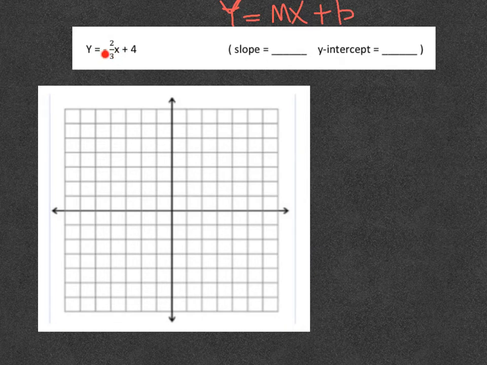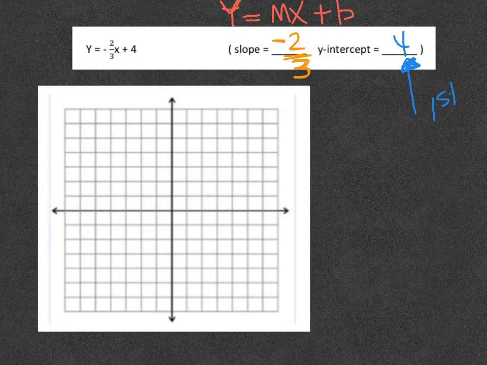When you read this equation, it says y equals negative 2/3 x. The slope is the number by x, so negative 2/3 is my identified slope. If I keep reading the equation, it says plus 4. Plus 4 is in the position of b, and that's my y-intercept, positive 4.